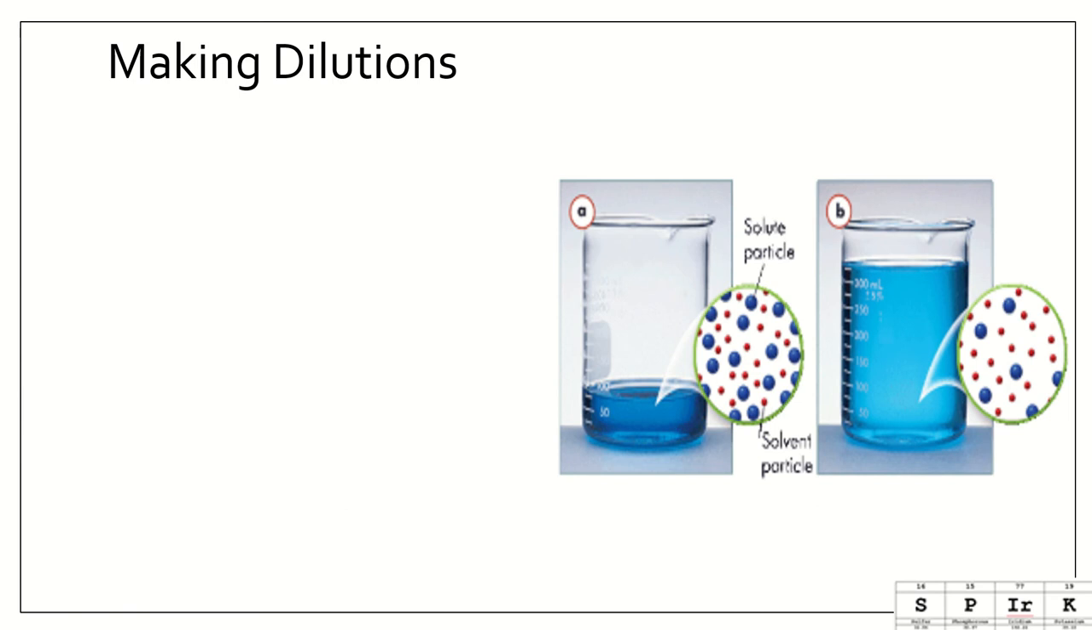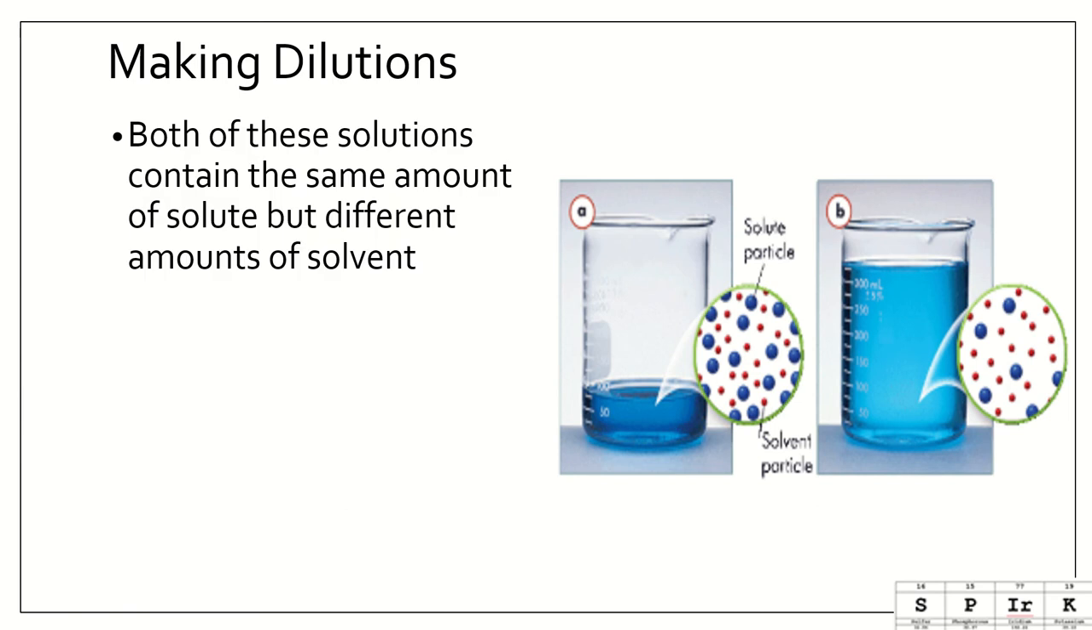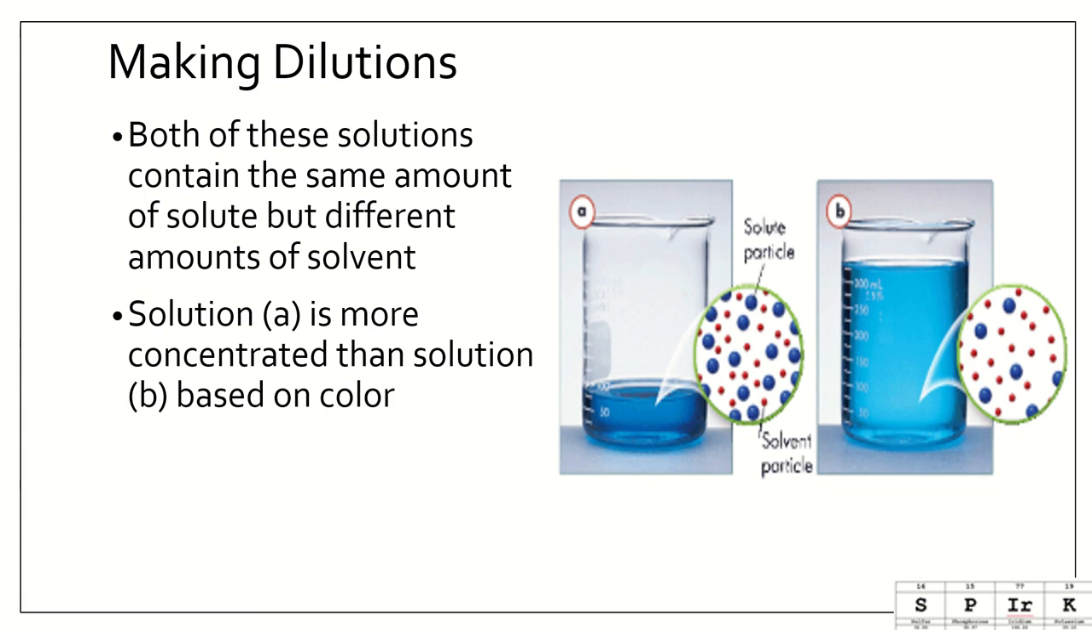So, making dilutions. Both of these solutions, solution A and B on the right here, contain the same amount of solute, but different amounts of solvent. And you can tell that solution A is more concentrated than solution B based on the color.